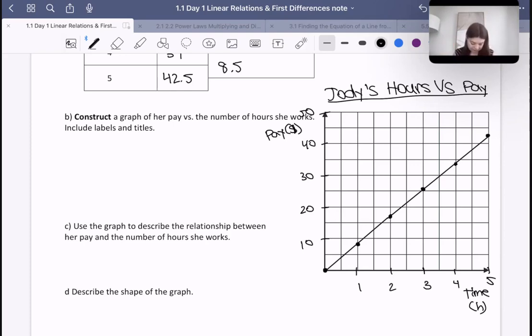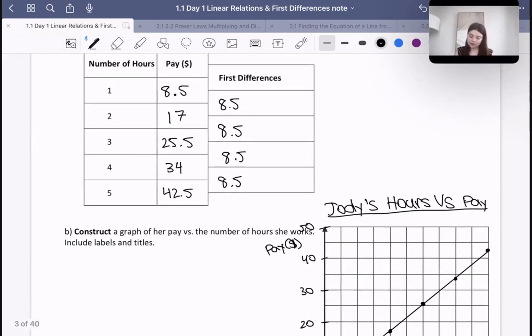Okay, C says use the graph to describe the relationship between her pay and the number of hours she works. So it is linear, would be the answer. It is a linear relation, right? And now we know that for two reasons. We know that because the graph shows a line, right? When the graph shows a line, that means it's linear. But we knew that even before, right? We knew that from the first differences. When the first difference is the same, then it's linear. That's another way we do that.